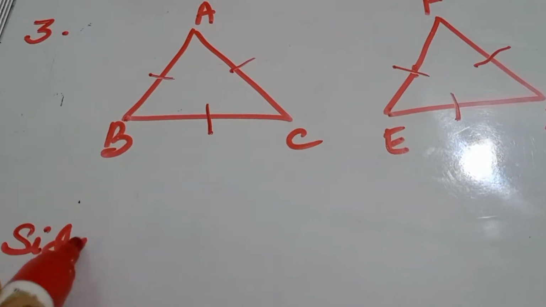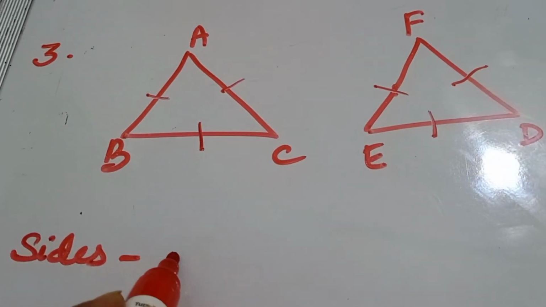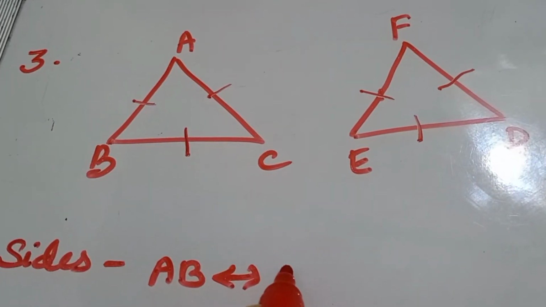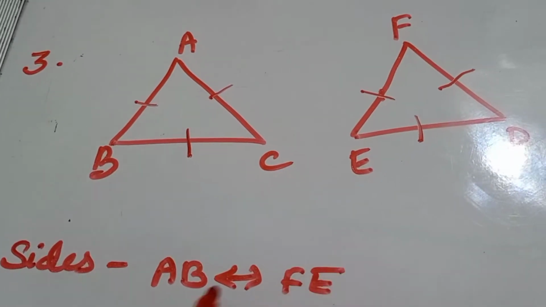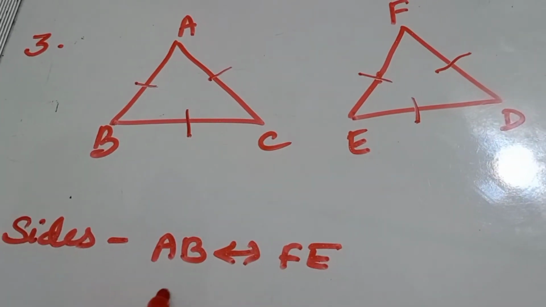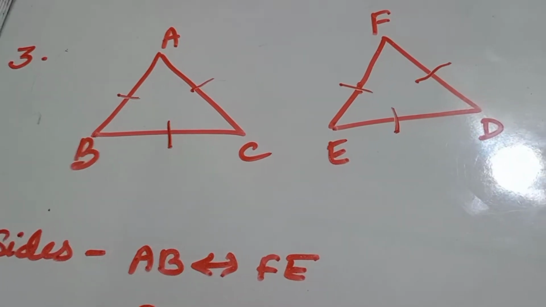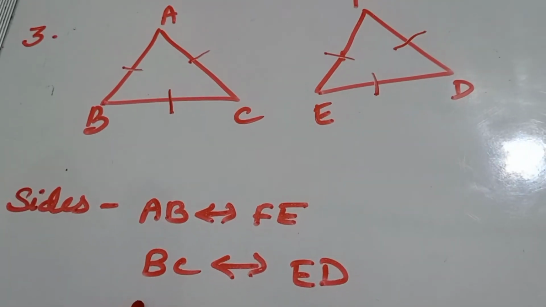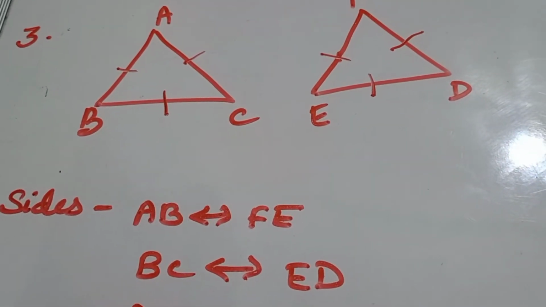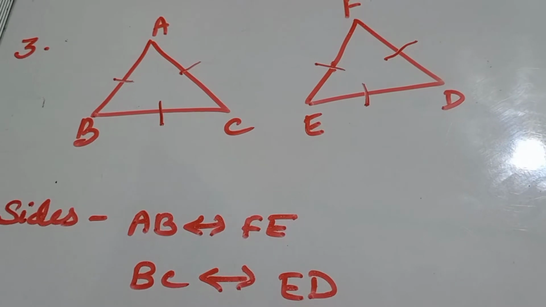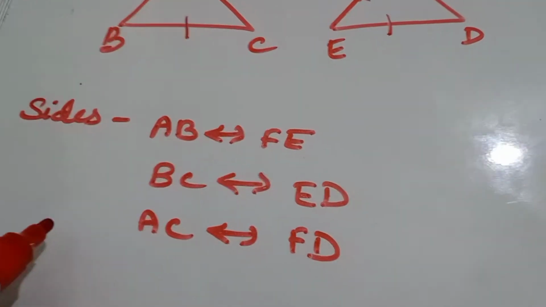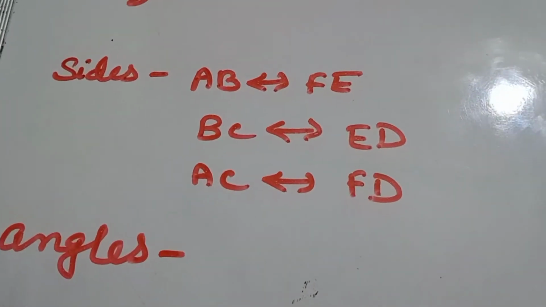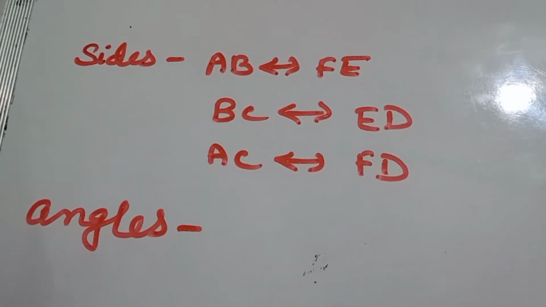Sides: AB will be equal to FE, BC will be equal to ED, AC or CA will be equal to FD. And now angles, because you all know if the triangles are congruent, their sides and angles are also equal.